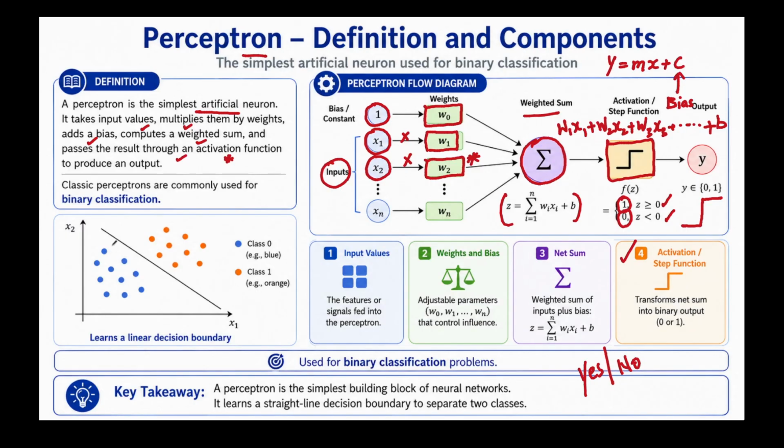On the left hand side of the slide, you can see two groups of points. The perceptron tries to draw a straight line that separates one class from another. This line is called a decision boundary, like a binary classification example.